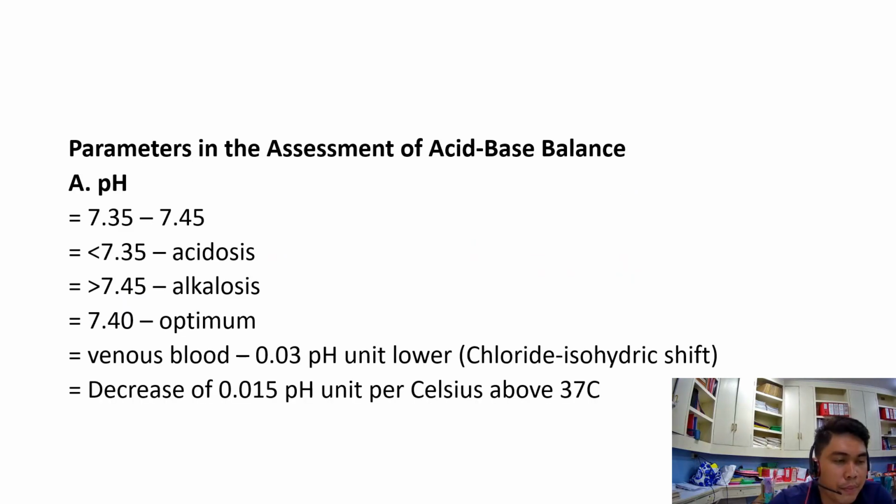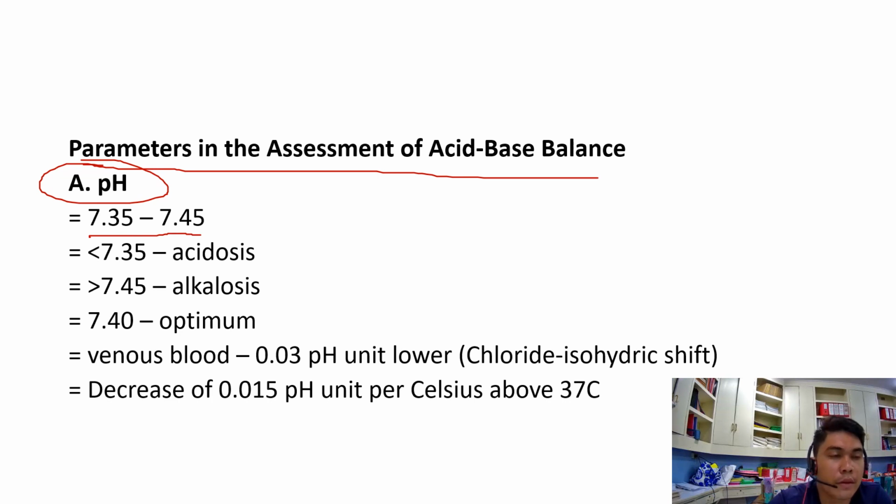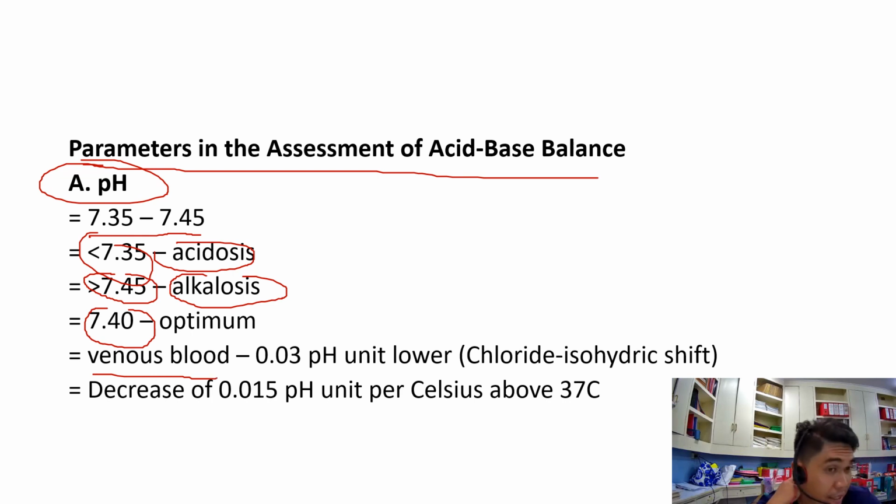Next are the parameters in the assessment of acid-base balance. The first parameter is pH. The reference range is 7.35 to 7.45. Below 7.35 is acidosis. Greater than 7.45 is alkalosis. The optimum is 7.40. And to get the optimum blood pH, you need a ratio of 20:1 between bicarbonate and carbonic acid.